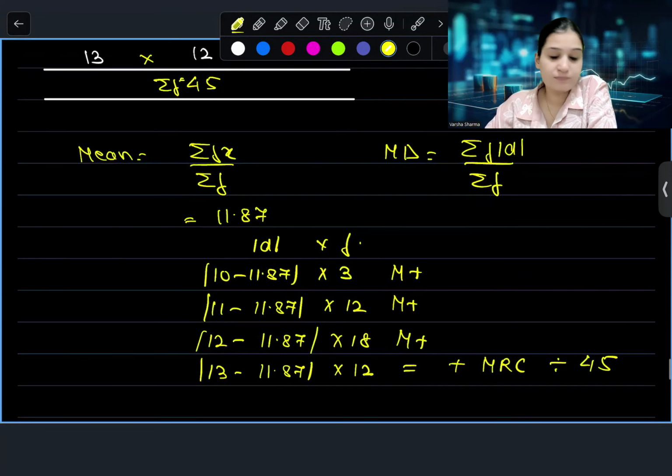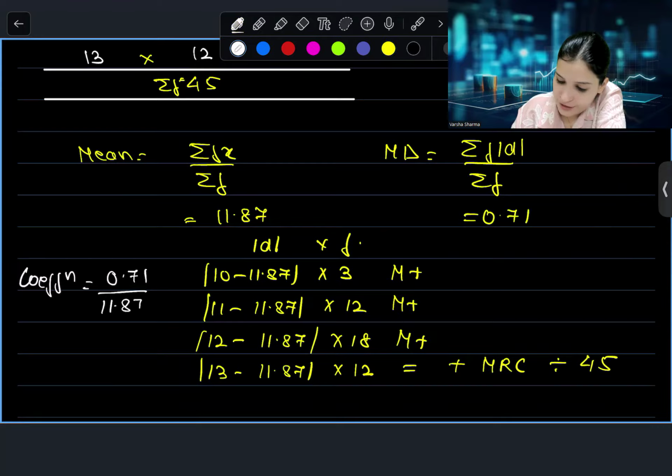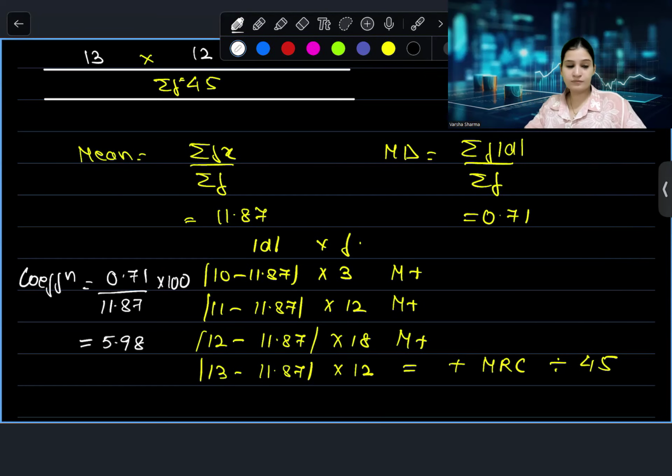What is mean deviation? 0.71. Very good. Now coefficient: mean deviation by mean into 100. How much? 5.98.